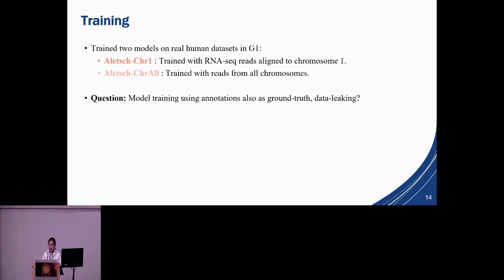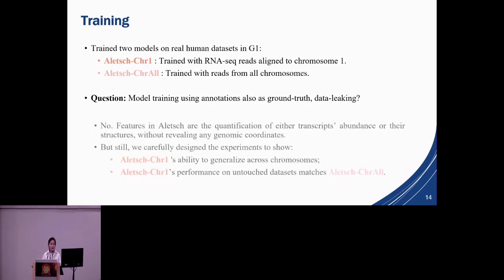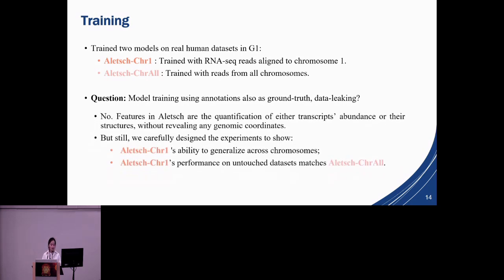This raises a question. Because we use the same reference annotation to label training and testing datasets, is there a risk of data leaking? Our answer is no, because the features in Aletsch are only quantifications of either abundance or topological structures without revealing any genomic coordinates. But still, we carefully design the experiments to show Aletsch-CHROM1 can generalize to different chromosomes, and Aletsch-CHROM1's performance on untouched datasets matches Aletsch-CHROM-all.